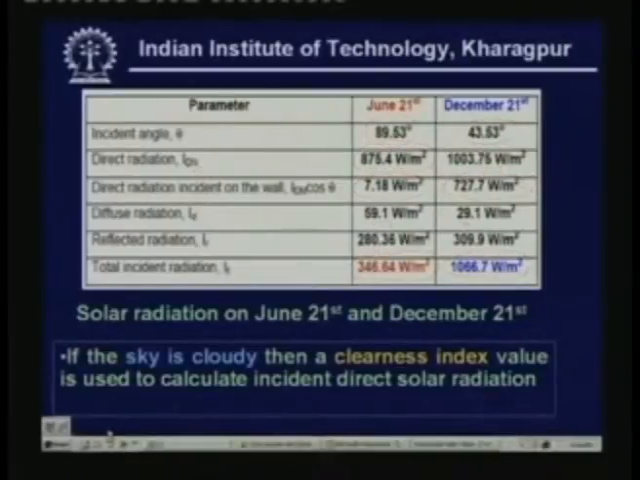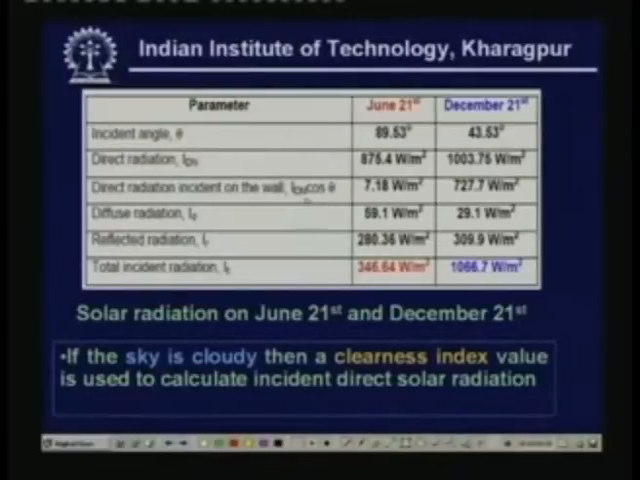This example actually gives us some useful information. That information is that this is a south facing wall. You observe here that for the south facing wall, the total radiation incident on the wall is 346.64 watt per meter square in summer, whereas it is almost 1100 watt per meter square in winter. And here for summer, this value is coming because of the reflected radiation, because we have taken 0.6 as the reflectivity of the ground. If the ground is not so reflective, you find that the total incident radiation on the vertical surface in June will be very small, whereas it is very high on December 21st, that is in winter.